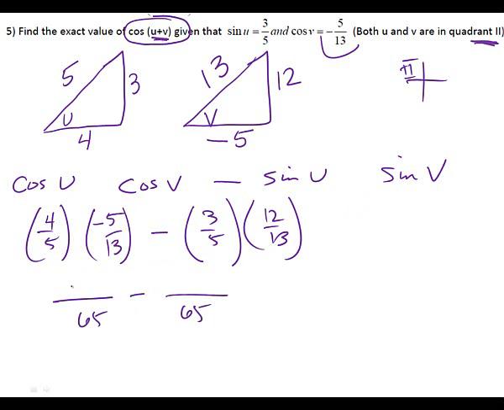Alright, what's 4 times negative 5? Negative 20. Negative 3 times 12. I'm sorry, 3 times 12 is fine. 36. Okay, negative 20 and negative 36 is? Negative 56 over 65. You guys know how to punch the buttons on your calculator and get that to reduce? See if it reduces for me.